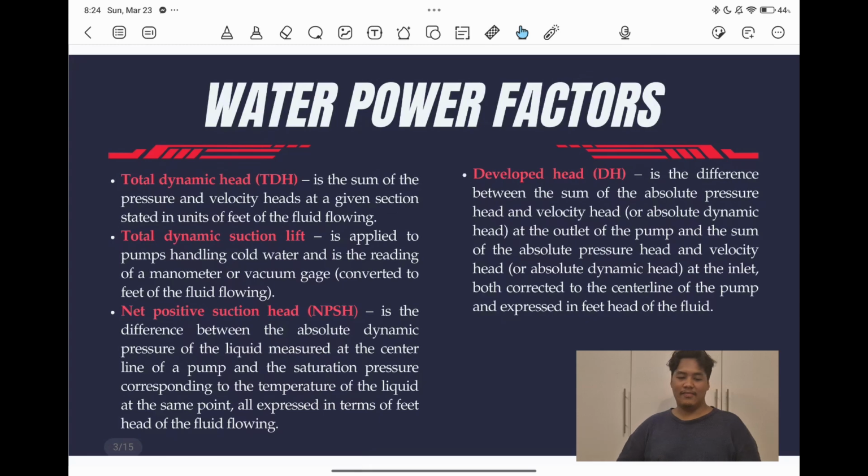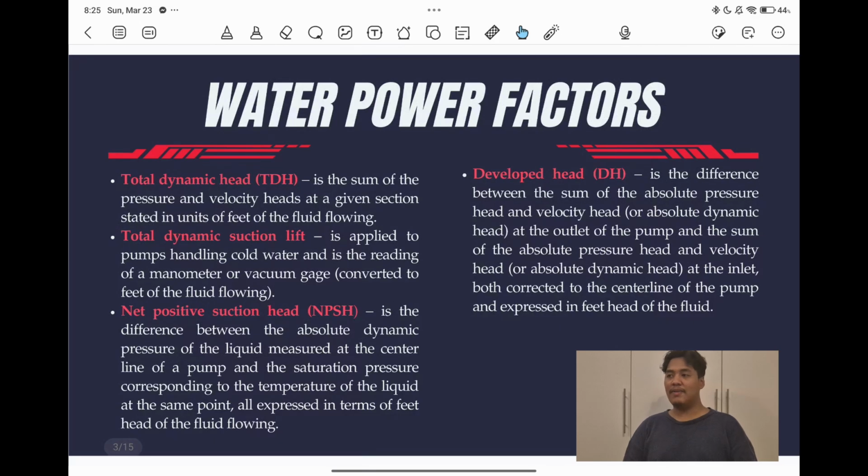So when we say total dynamic head, this is the sum of all of the required head: the pressure head, the velocity head, the friction head, and the elevation difference. So, total dynamic suction lift is applied to pumps handling cold water, while net positive suction head is the difference between the absolute dynamic pressure of the liquid measured at the center of the pump center line and the saturation pressure corresponding to the temperature of the liquid, at the same point, all expressed in terms of feet or meters of the fluid.